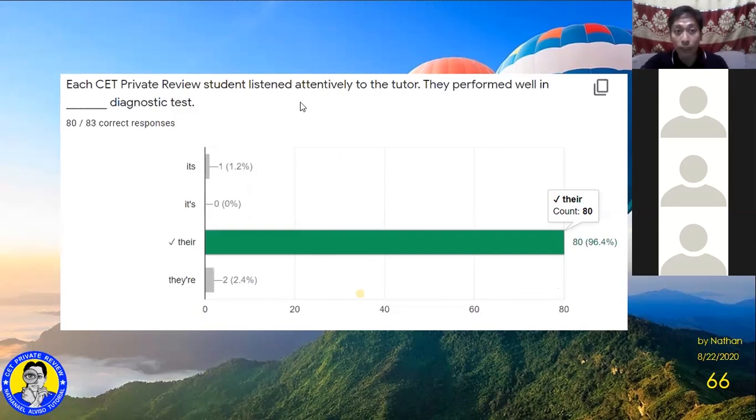So they perform well in their, I will use "their" to be consistent with the subject "they," because now they are in the plural form. So "their diagnostic test," correct. Again, diagnostic is a noun, so the pronoun before it should be in the possessive form because they are acting as an adjective.